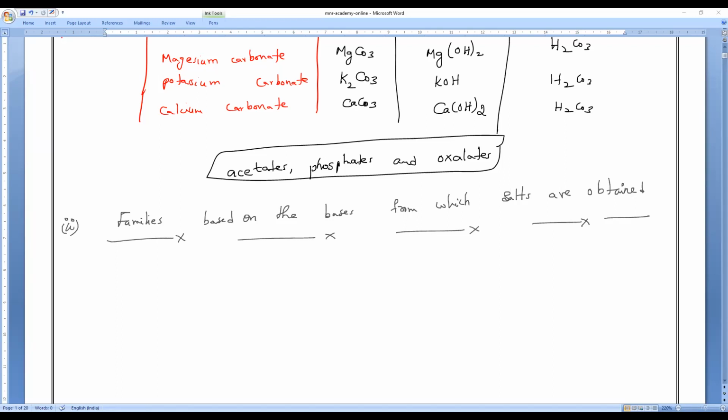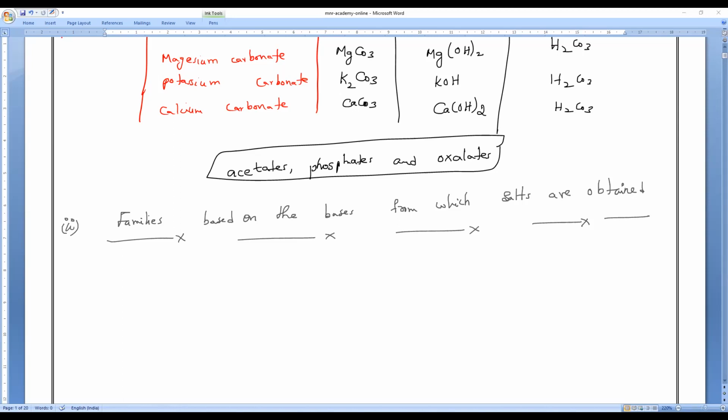What is the first salt in the nitrate family? Your notebook, what you have written, only that I am asking. I am not asking anything new. Yes, sodium nitrate. What is the base we have taken? NaOH. Sulfate, sodium sulfate. What is the base we have taken? NaOH. Sodium carbonate. What is the base we have taken? NaOH. That's all, I'm not asking anything new. That's very simple. Clear, everybody?